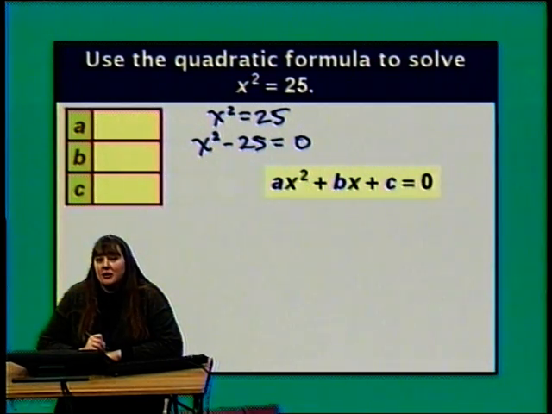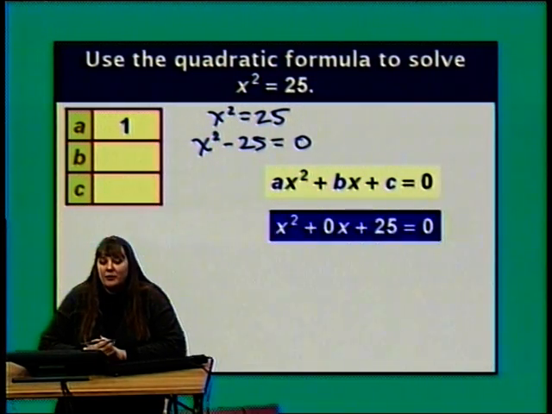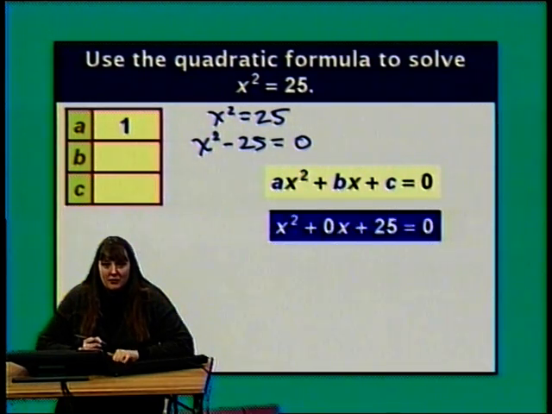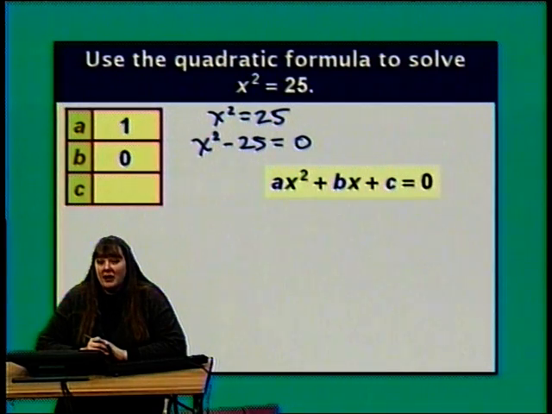So a, the coefficient of x squared, is 1. And I could think of this equation as x squared plus 0x minus 25 equals 0. And I say that the coefficient of x is 0. So b is 0. My constant is negative 25. So c is negative 25.